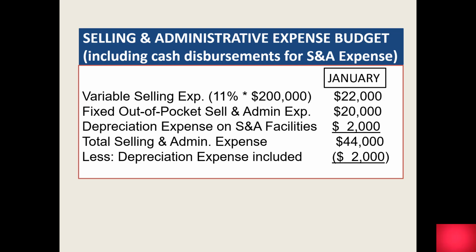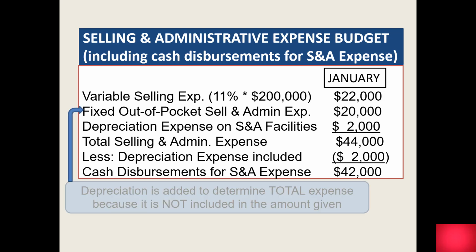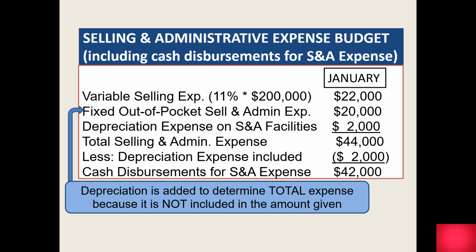To determine the cash paid for these expenses, we will need to deduct the depreciation expense of $2,000, and we get cash disbursements for selling and administrative expense of $42,000. Now note that depreciation is added to get the total expense, but it is not included in the amount given. So that's why we do need to add it in, unlike with the overhead where it was already included in the $15,600 of fixed overhead cost.